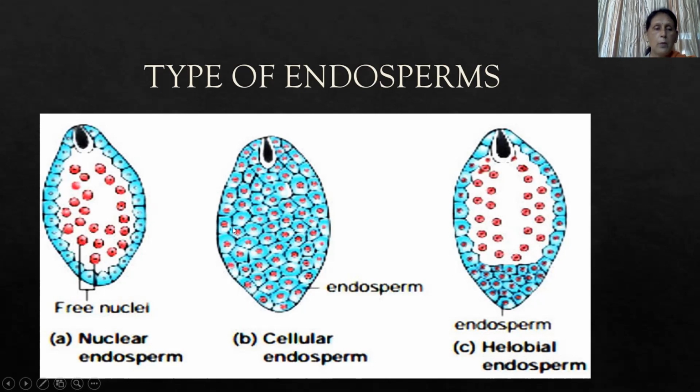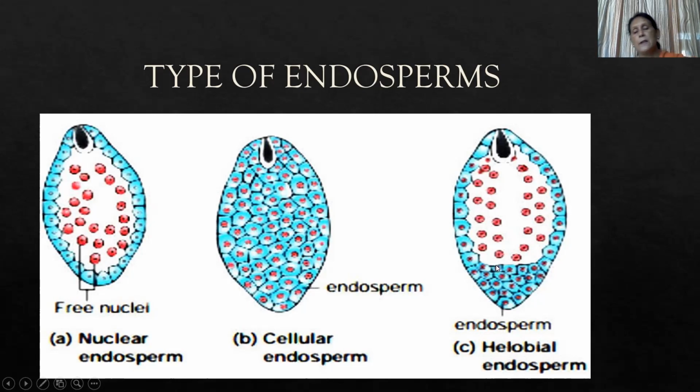Cellular endosperm: after repeated division of the primary endosperm nucleus, each nucleus covers itself by some amount of cytoplasm and cell wall and is converted into a cellular structure. It is called cellular endosperm.